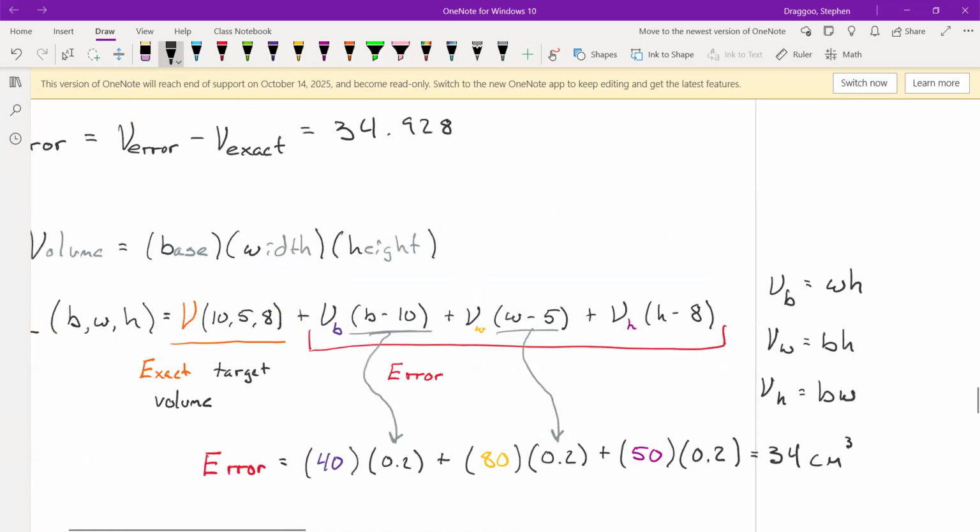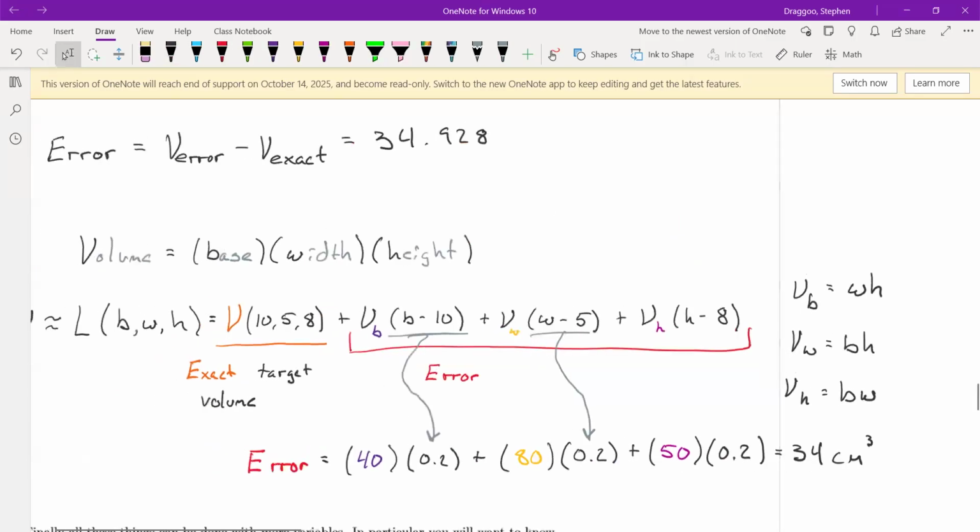So I can compare that to the other value that we thought was a good approximation for the maximum error in this volume, where we got 34.928 cubic centimeters. So I think I've probably got the right number there.